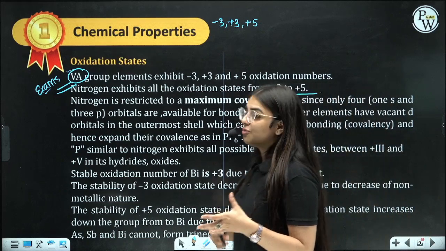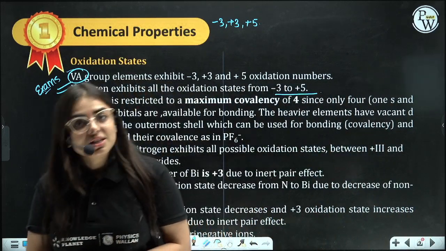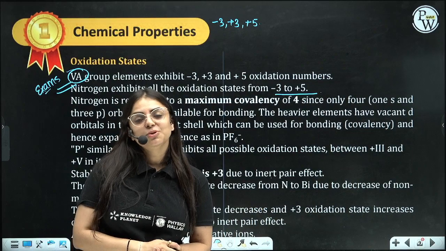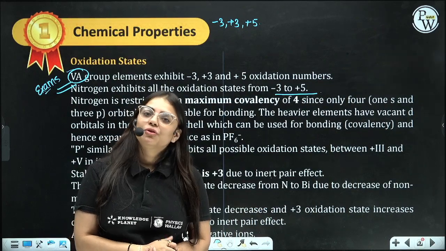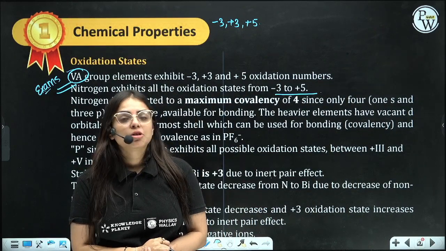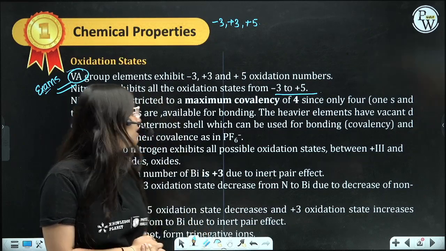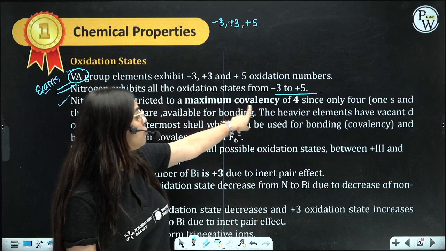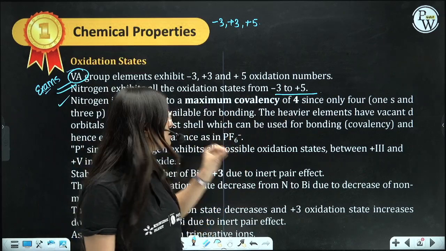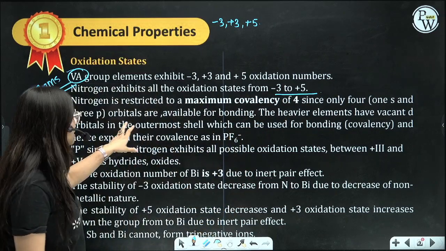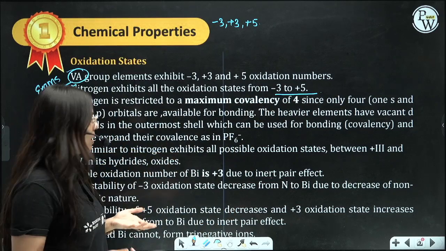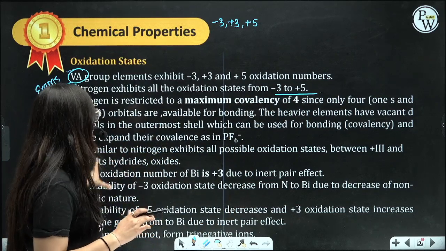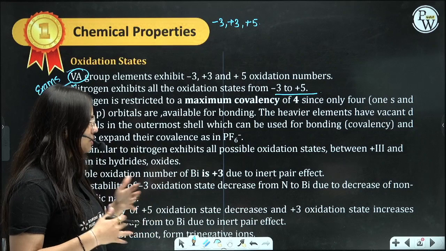Now, there are more things about nitrogen, such as its covalency. Many students get confused, thinking that since it is a member of group 15 it will have a covalency of 5, but no, students, not at all. It has a covalency of 4. Nitrogen is restricted to a maximum covalency of 4, since only 2s and 3p orbitals are available for bonding. The heavier elements have vacant d orbitals in the outermost shell that can be used for bonding.